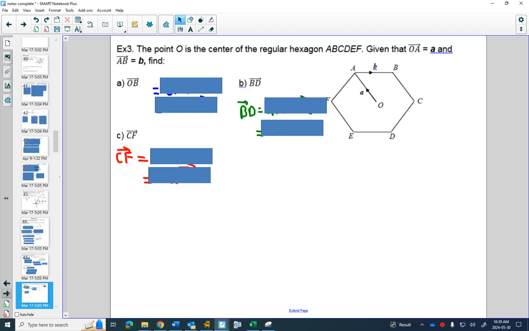And the only things that we know are this green vector and this blue vector. You know that O to A is A and A to B is B. How would you go from O to B? Well, if you're only allowed to travel along the green and blue lines, I would go from O to B by going from O to A, and then going from A to B. So O to B will just be A plus B.